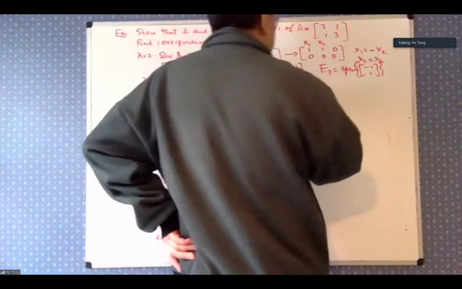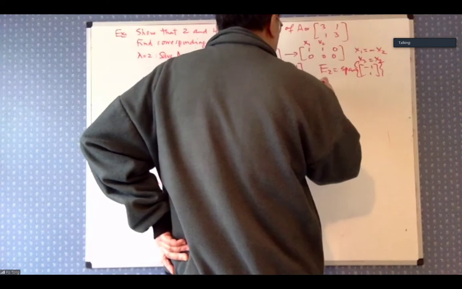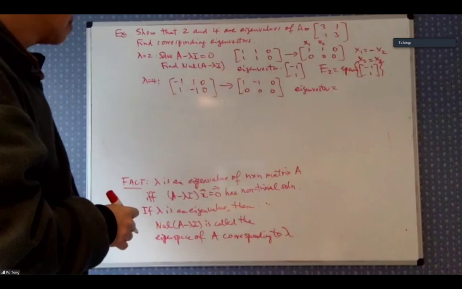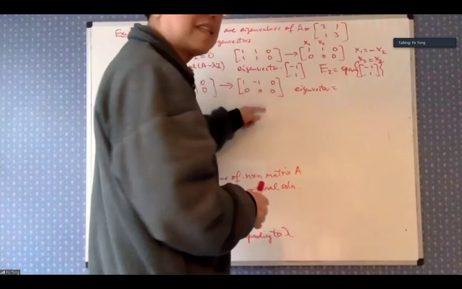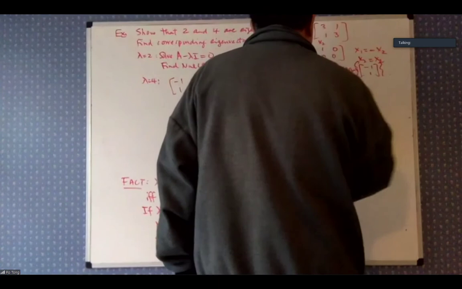So the eigenvector is going to be what? In this case, the eigenvector will be 1, 1. It's 1, 1, right? Can you guys see that? X2 equal to X2, X1 equal to X2. So E4 is the span of 1, 1.